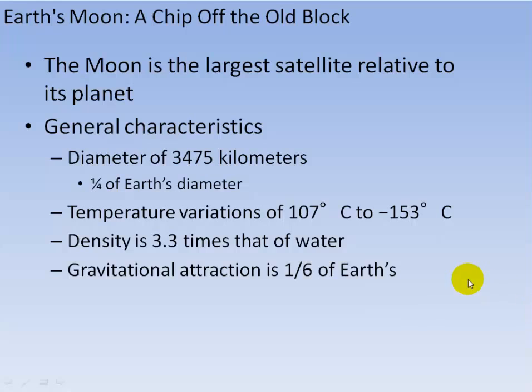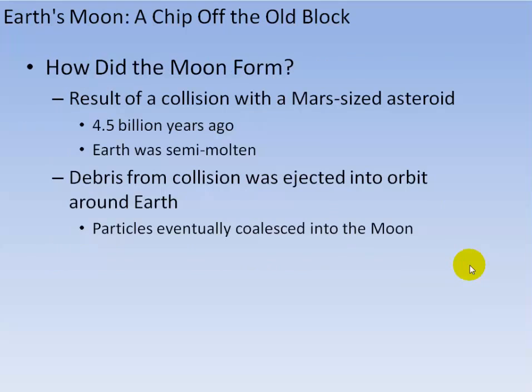The Moon is the largest satellite relative to its planet. General characteristics: its diameter is over 3,000 kilometers, a quarter of the Earth's diameter. Temperature variations from 107 degrees Celsius to minus 153 degrees Celsius. Its density is 3.3 times that of water, and it has 1/6 the gravity of Earth.